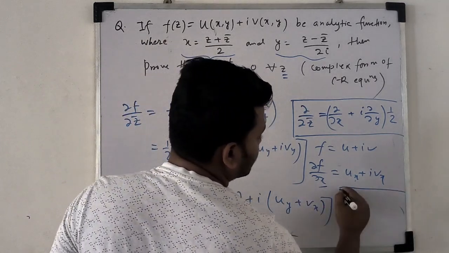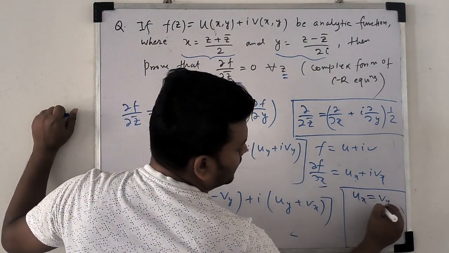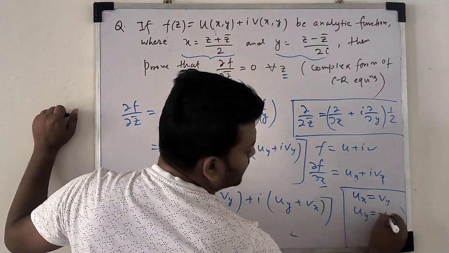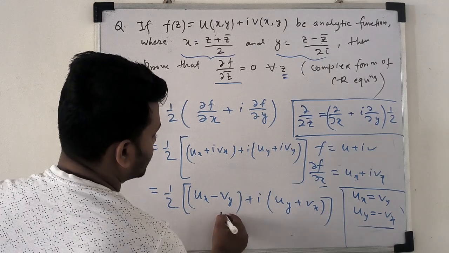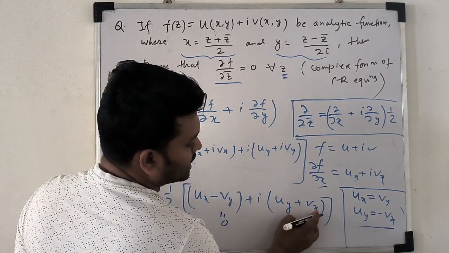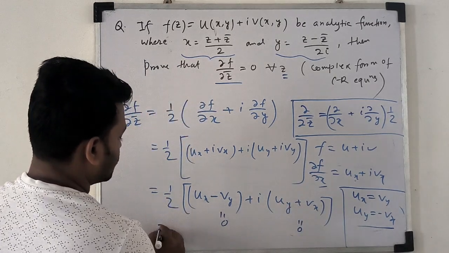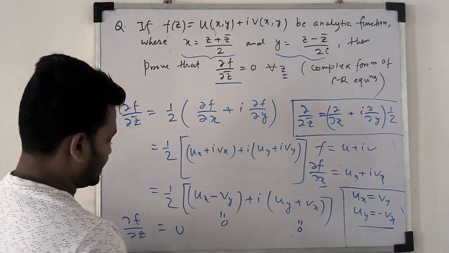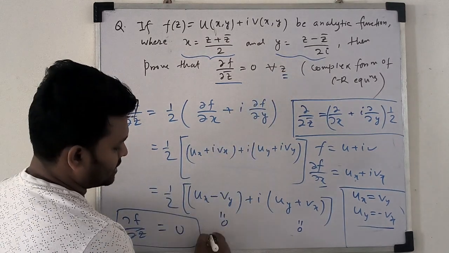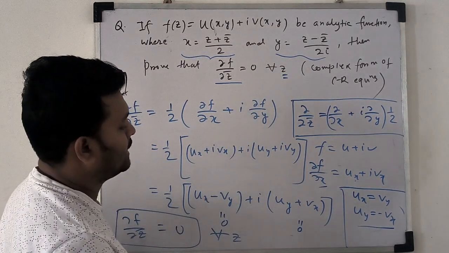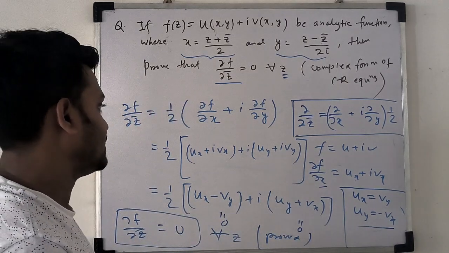Now as f is differentiable, we get u_x = v_y and u_y = −v_x. If we use this in this equation, u_x = v_y, so this will be 0, and also with u_y = −v_x, if we put −v_x in place of u_y, we get this also equal to 0. Therefore ∂f/∂z̄ will be 0, and since we took z as any point in the complex plane, this holds for all z. So this is proved.